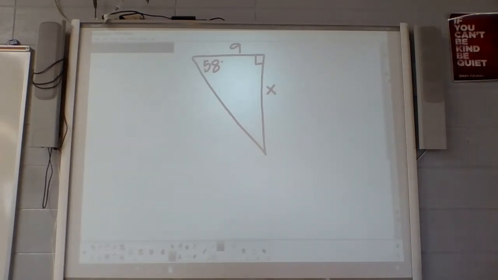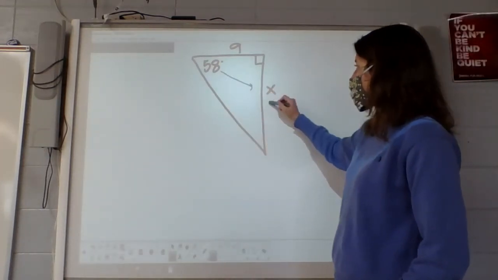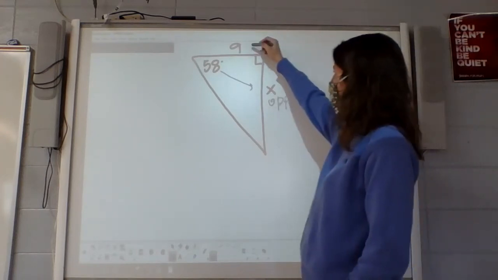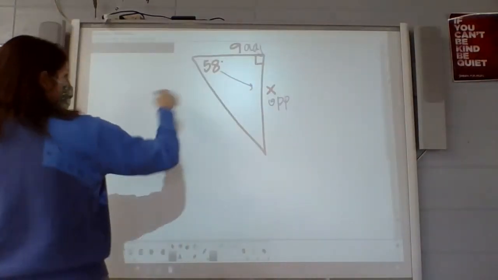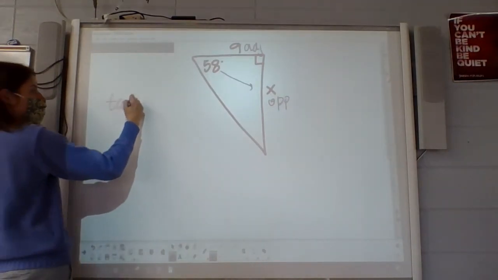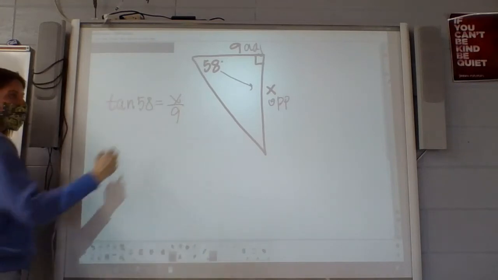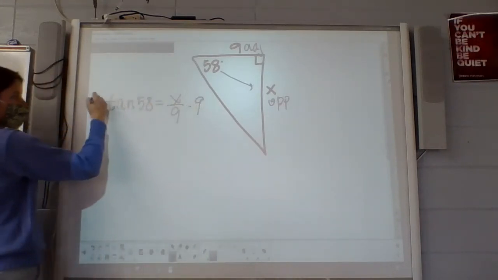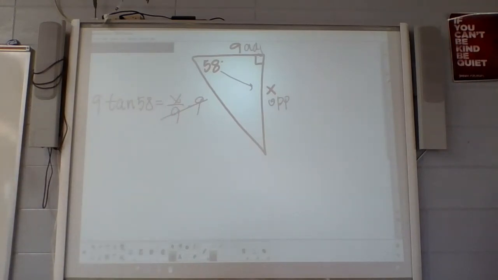All right, so in this one, you guys, this is my opposite, and then this is my adjacent. So that means I'm doing tangent, opposite and adjacent, so tangent of 58 equals x over 9. To get my x alone, I have to multiply each side by 9. So 9 times the tangent of 58 gives me like 14.4.